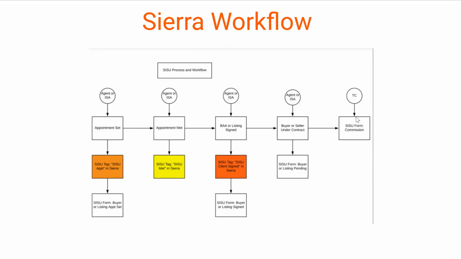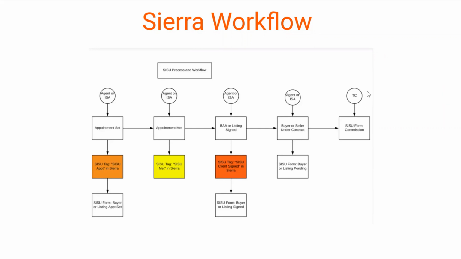And then finally, the last form is what I call the Sisu form for commissions. You can do super advanced breakdowns on commissions. You can email those out to the agent, the team leader, the ISA, the showing partner, all these different people that are getting paid from the transaction, and make sure it's accurate.